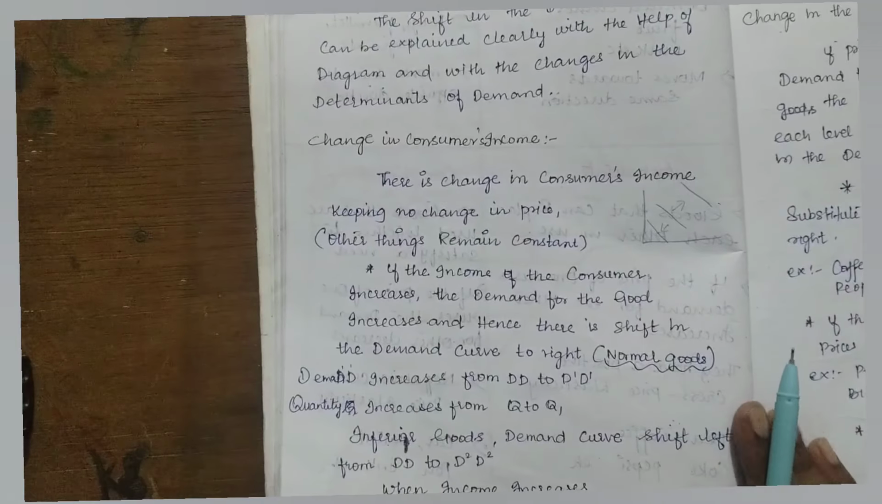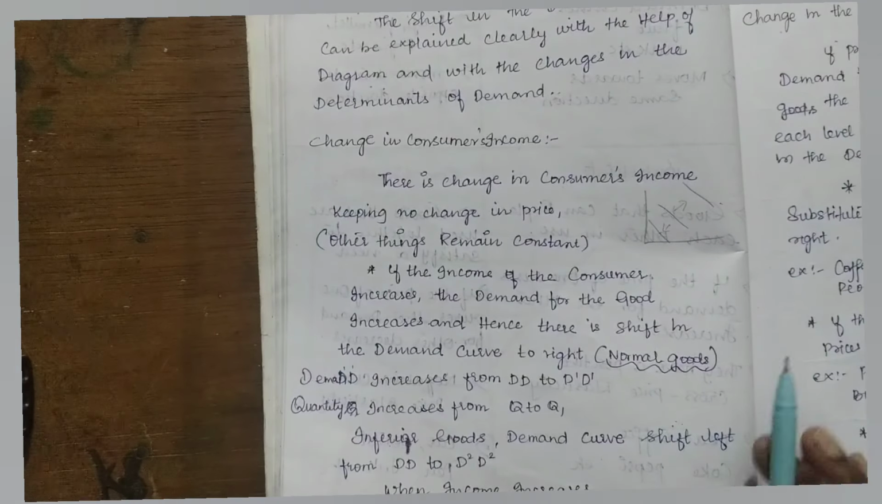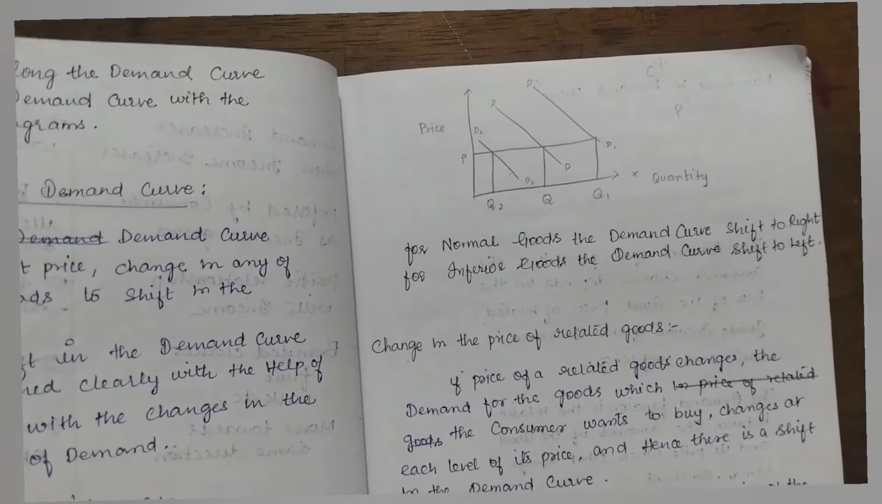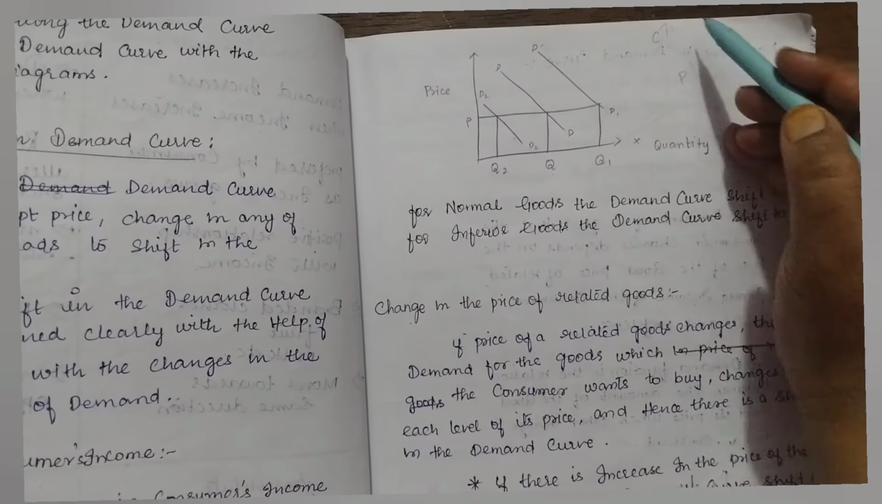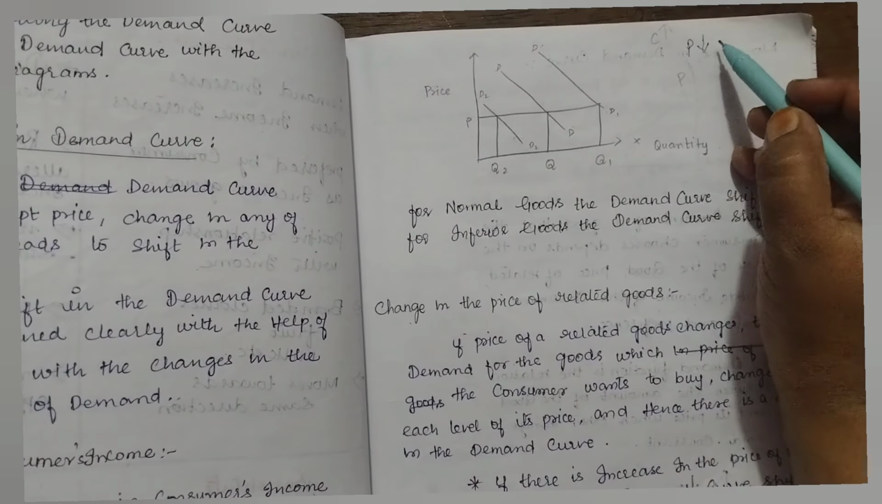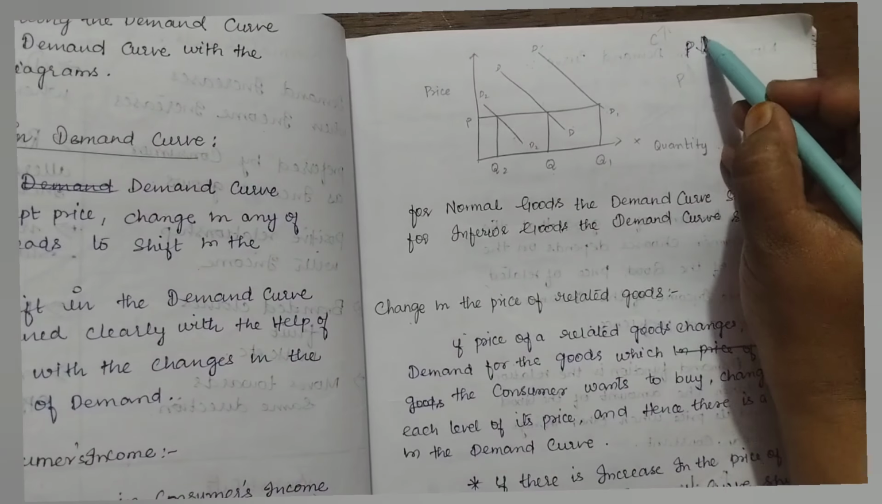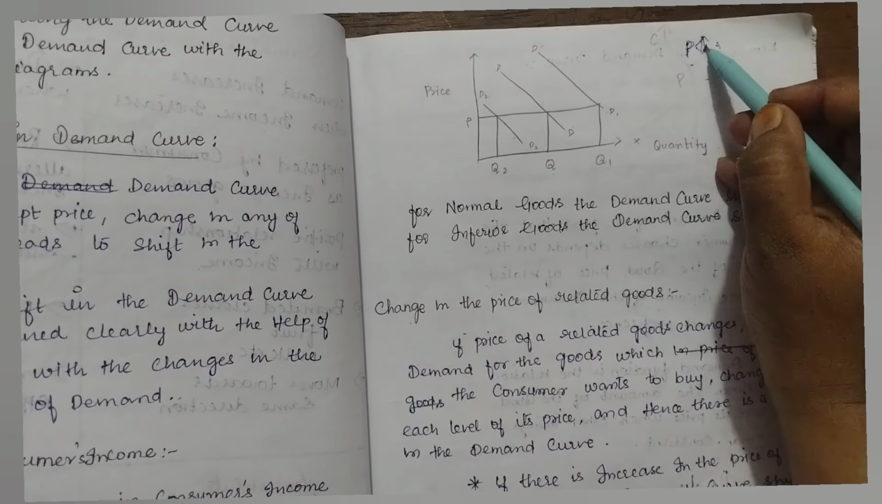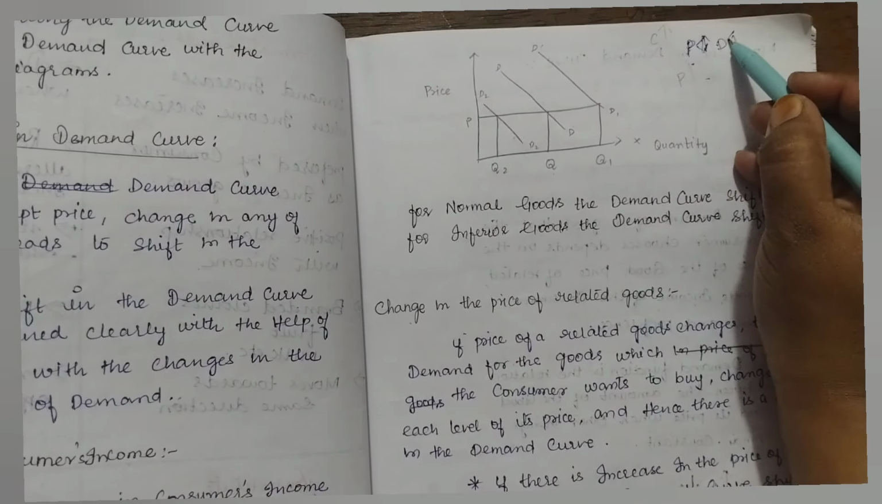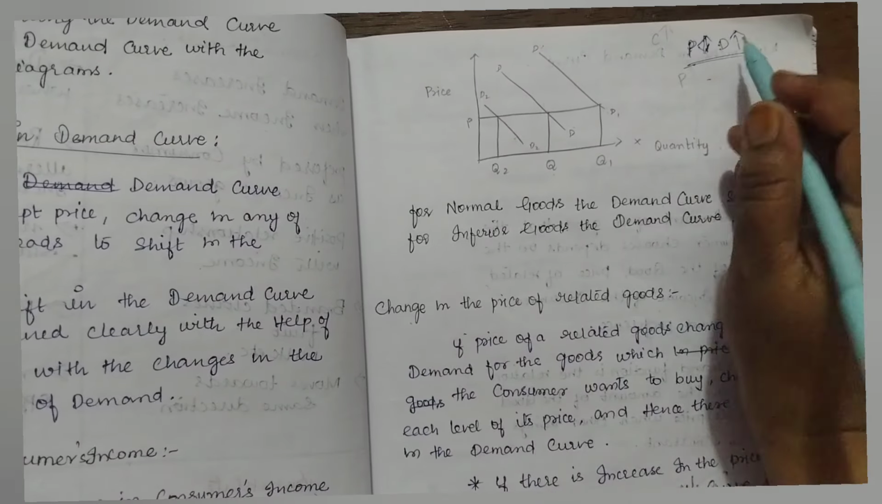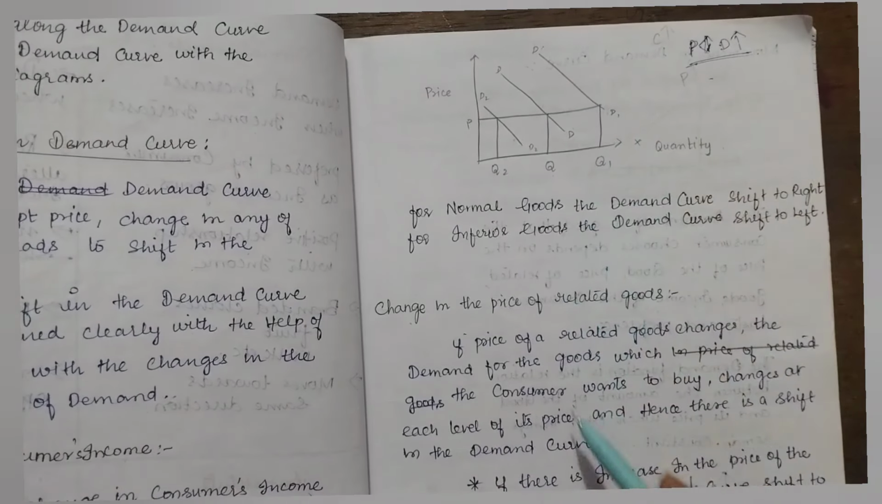Suppose there is a change in the price of related goods, such as substitute goods or complementary goods. What will happen if the price of a substitute increases? Suppose you are selling tea and the price of coffee increases, then your demand for tea will increase. So it has a positive relationship, and your tea demand will shift rightward.